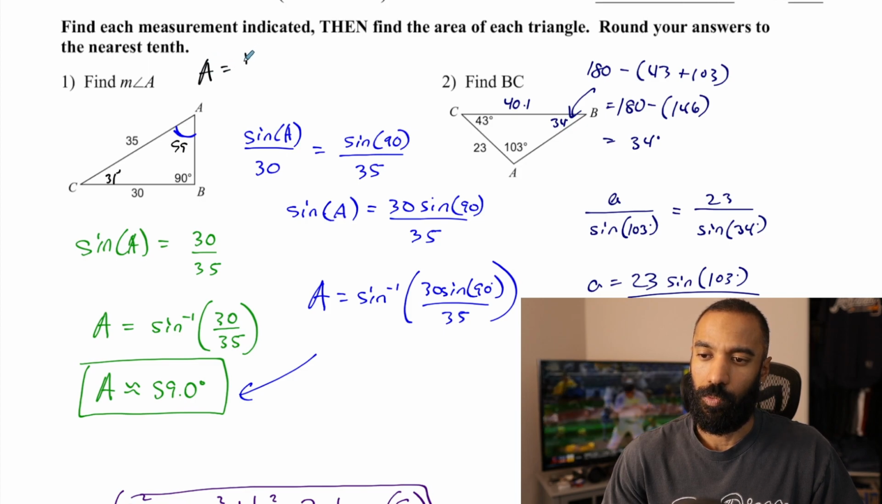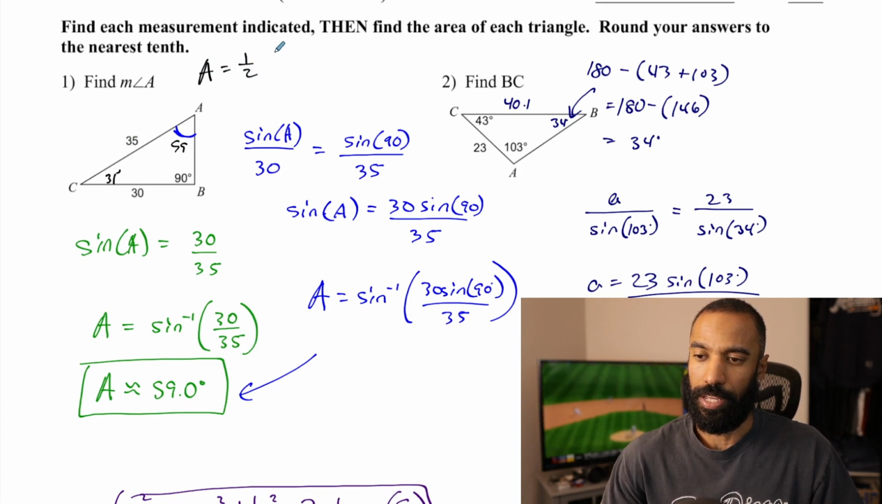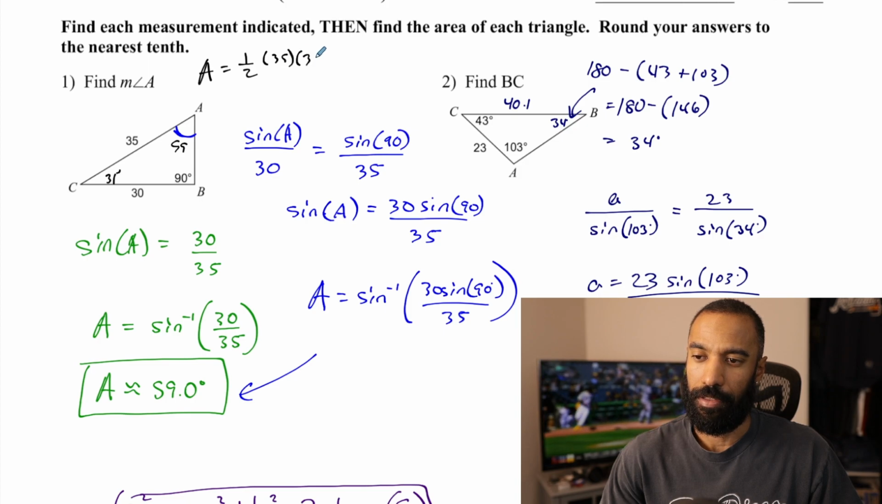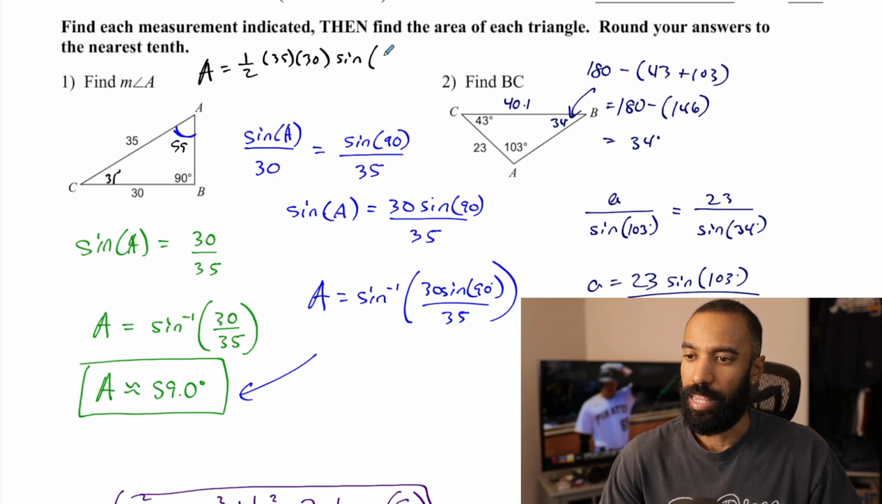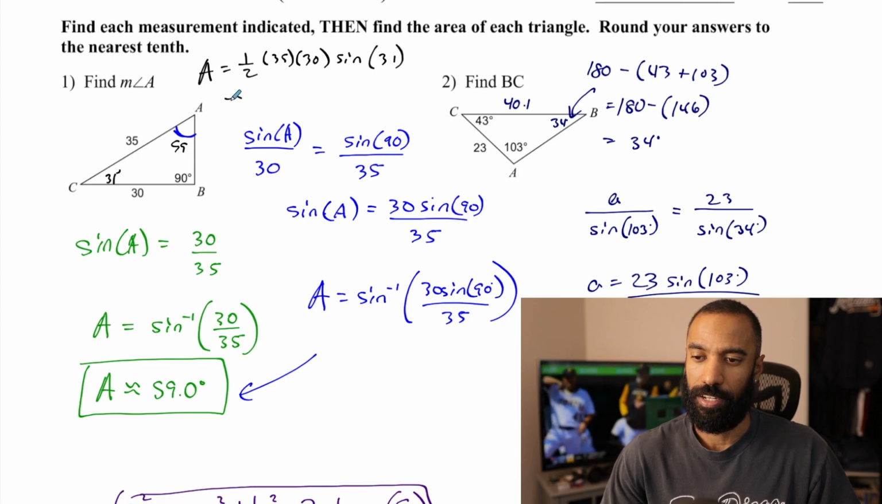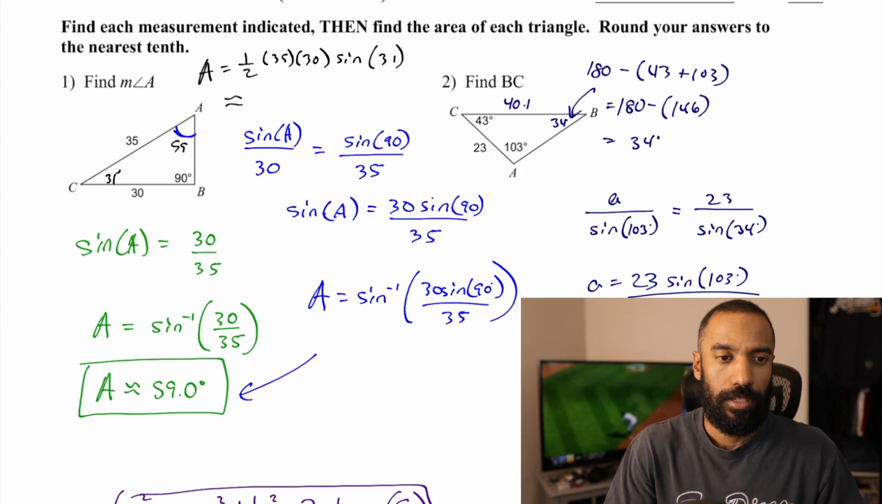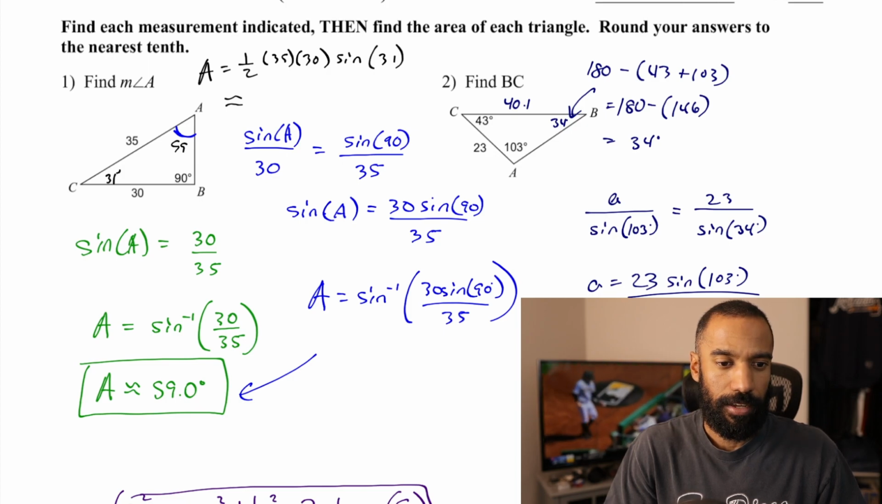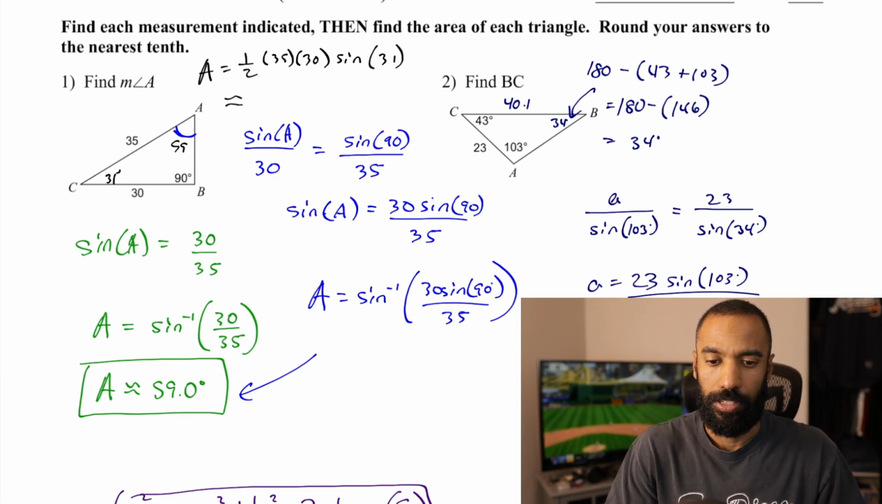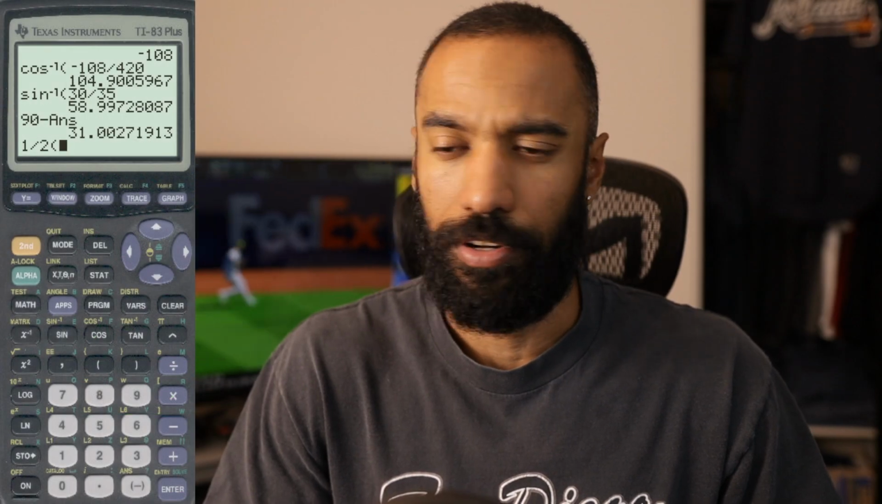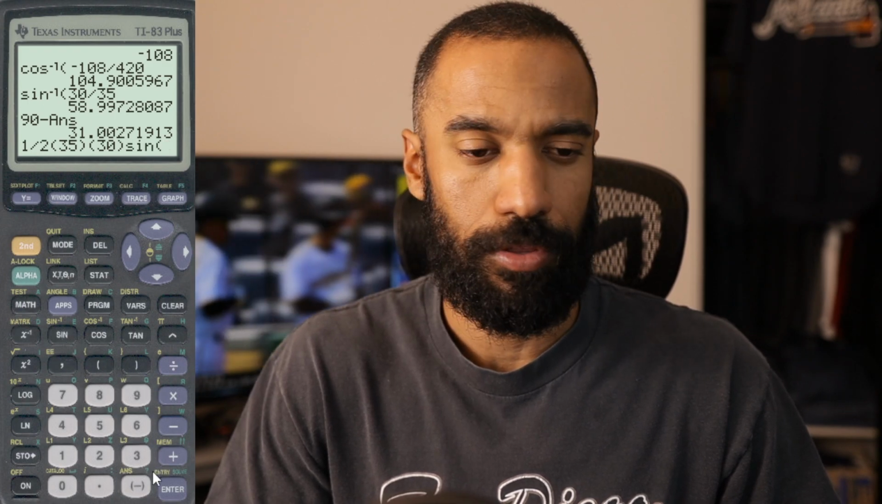So area is 1/2 AB, like your 30 and 35, times sine of that 31. Again, I have an exact version of it. So this is going to be about 1/2 of 35 times 30 times the sine of 31, the previous answer right there. So 270.4 square units.